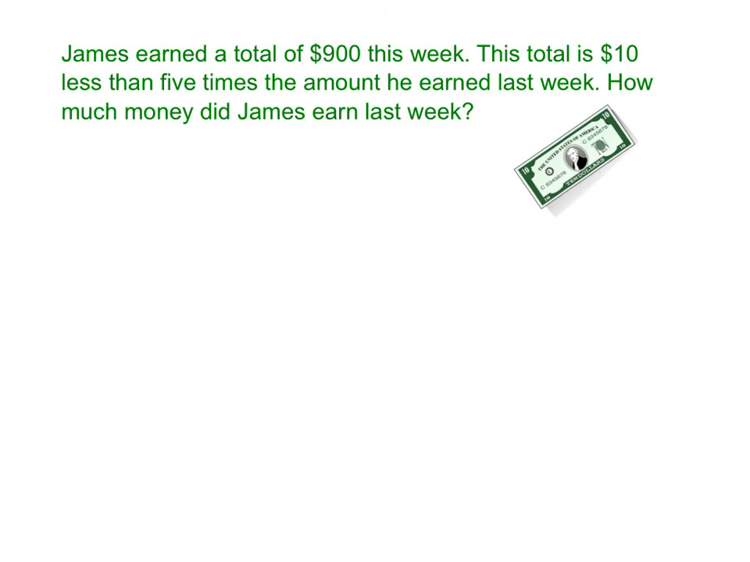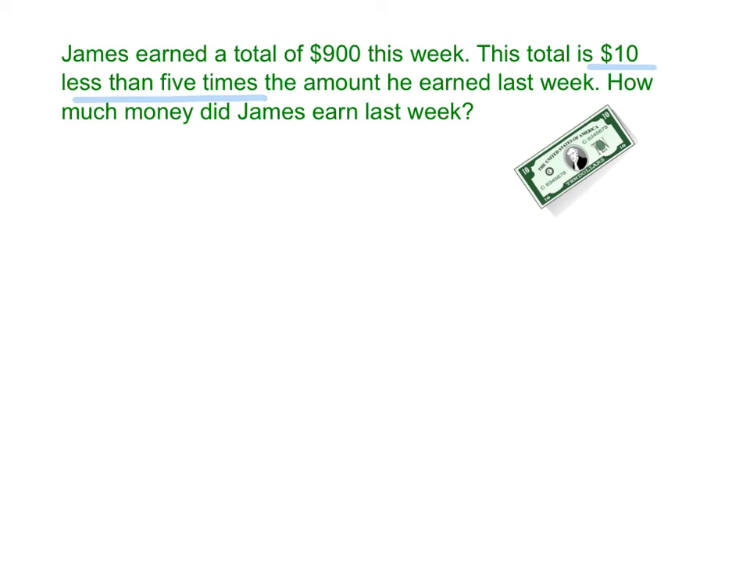Lastly here, one story problem that involves a two-step equation, and being able to set it up correctly is key here. So James earned a total of $900 this week. This total is $10 less than 5 times the amount he earned last week. How much money did James earn last week? So the tricky part with these can be understanding what it's saying here. $10 less than 5 times, right? $10 less than 5 times.